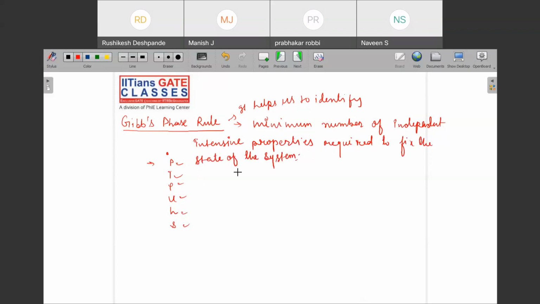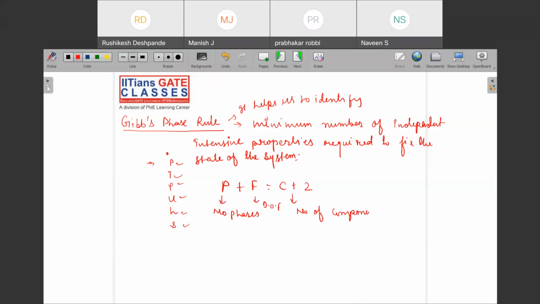So what is Gibbs phase rule? Gibbs phase rule connects what? Number of phases plus degrees of freedom. This is nothing but degrees of freedom. Okay, and this is equal to C plus 2. So here P is number of phases, F is degrees of freedom, C is number of components.